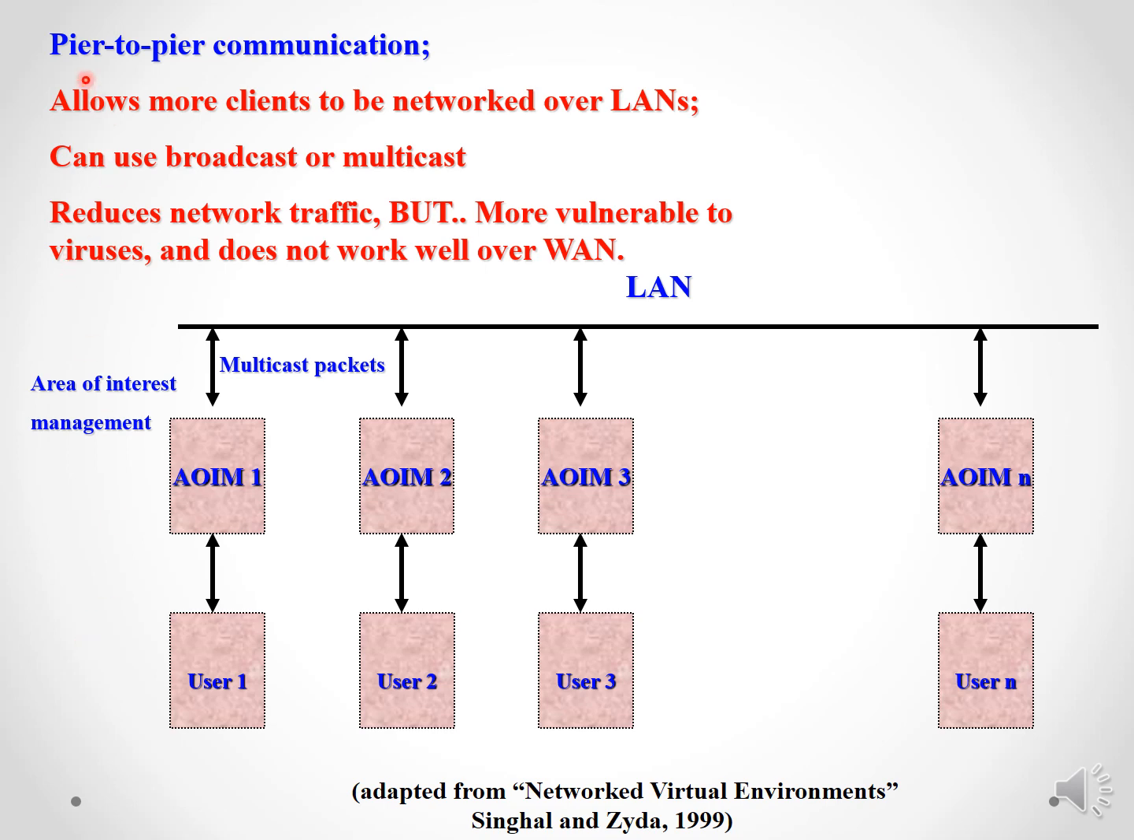This is the peer-to-peer communication model, as you can see from this figure. This type of communication allows more clients to be networked over a local area network, and can be used as either broadcast or multicast. By using this peer-to-peer communication, it can reduce the network traffic. But please bear in mind that peer-to-peer communication is more vulnerable to viruses and does not work well over wide area networks.